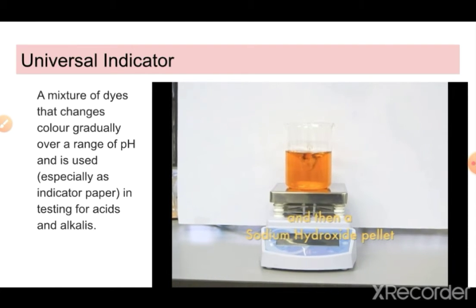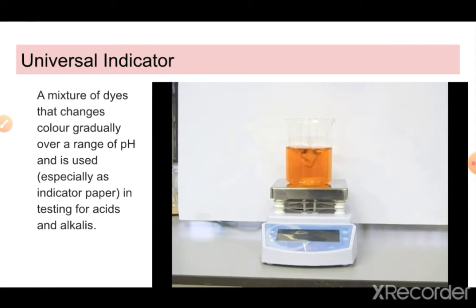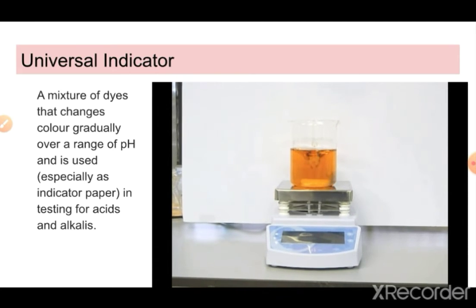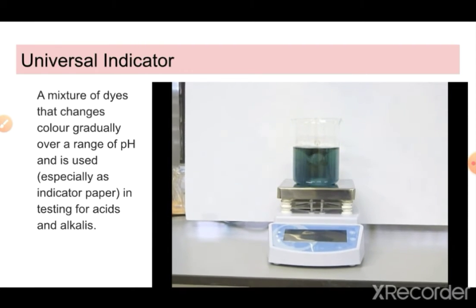Now we have added a pellet of sodium hydroxide. The sodium hydroxide will dissolve in the solution and will make the solution blue. First of all, it is neutralizing the H plus ions, and whatever the rest of OH minus ions will remain in the solution, those OH minus ions will give the deep blue color to this solution.